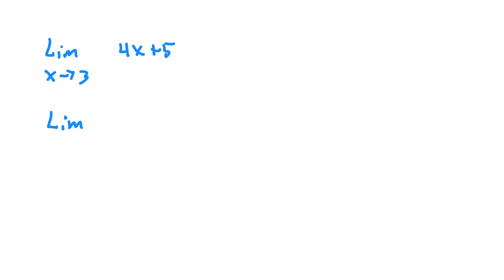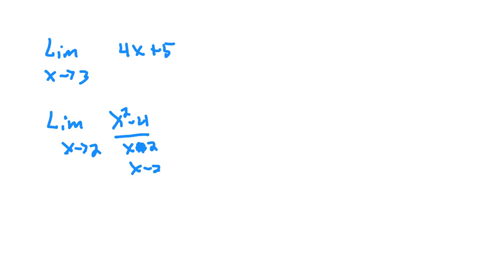Okay, so what if I gave you a problem like this? The limit as x approaches 2 of x squared minus 4 over x minus 2. Sorry about that, x minus 2. Okay, what do you get when you plug 2 in there? Zero over 0.